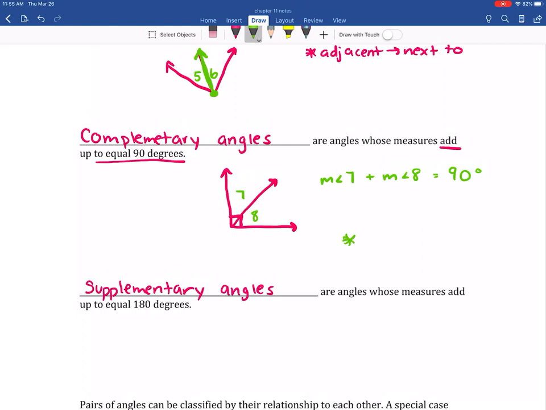Now if you see the M in front, it stands for measure. I would read this as the measure of angle 7. So they could both be 45. I could have one being 30 and 60. I don't know exactly what they are in this case, but I do know they're complementary. They add to 90 degrees.